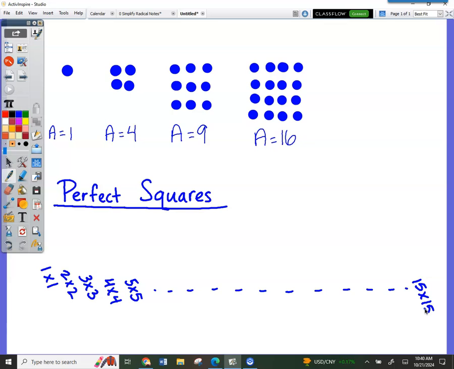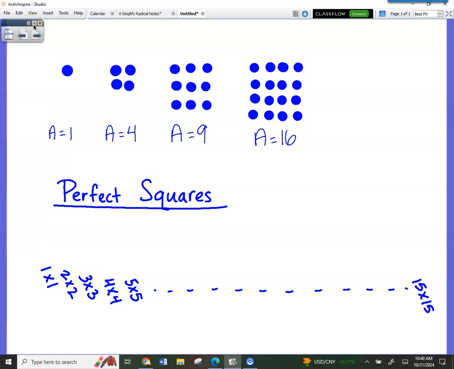So what is the area of a 1 by 1? 1, we already said that. What's the area of a 2 by 2? 4. What's the area of a 3 by 3? 9. What about a 4 by 4? 16. What about a 5 by 5? 25. Okay, I need you to keep going. 36. Do this on the back.